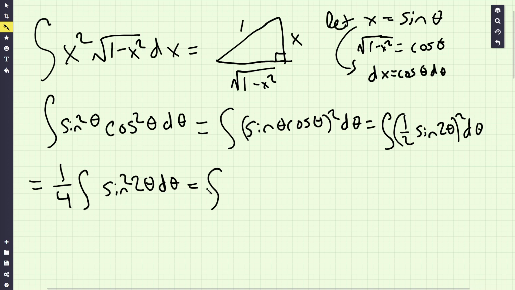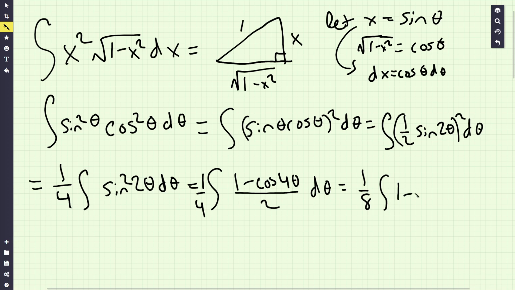Alright, so now we can use our power reducing identity, which you might remember: sine squared is 1 minus cosine 2 theta over 2, and theta in this case is 2 theta. So this just is going to become, don't forget our 1/4 here, 1 minus cosine 4 theta over 2 d theta. So move our 1/2 out, we just have 1/8 of 1 minus cosine 4 theta d theta.